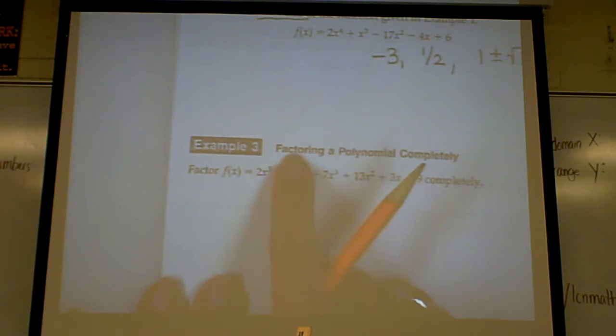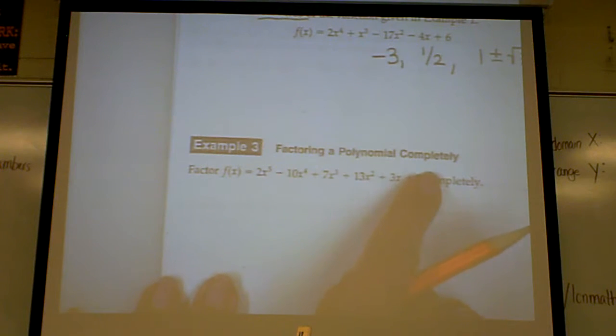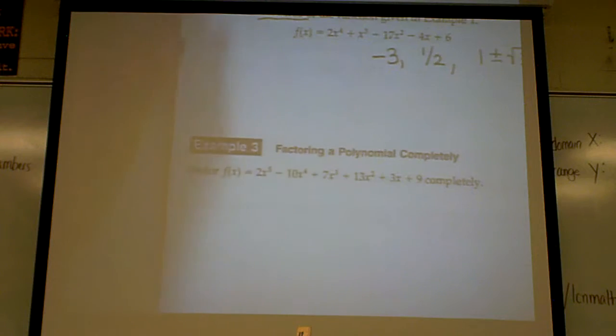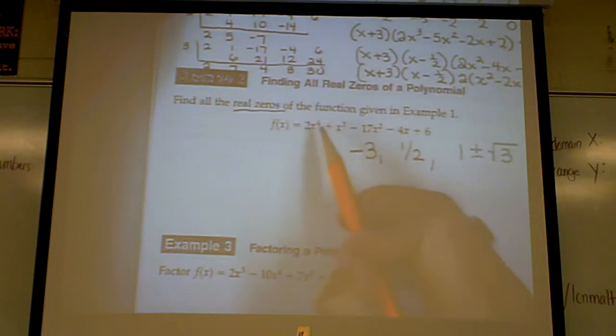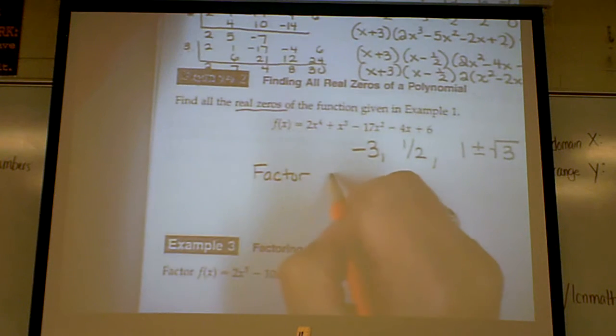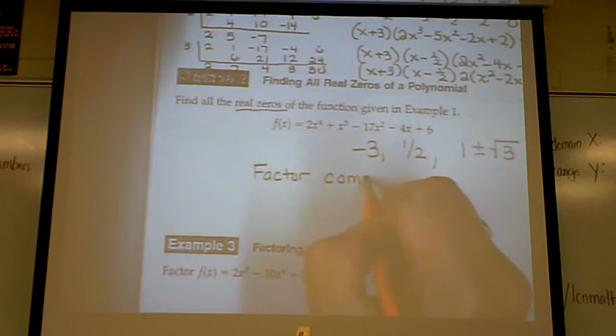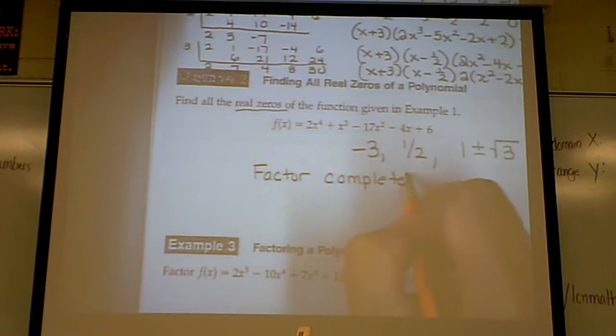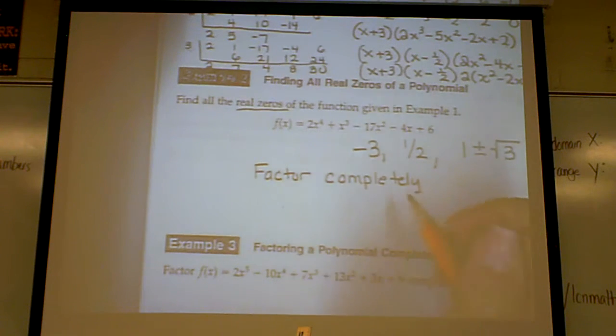Okay, so let's look at this question right here. This one says factor this completely. Now, because today's a Wednesday and we don't have much time, if I asked you that question for this one, factor this completely, what would you write for an answer?